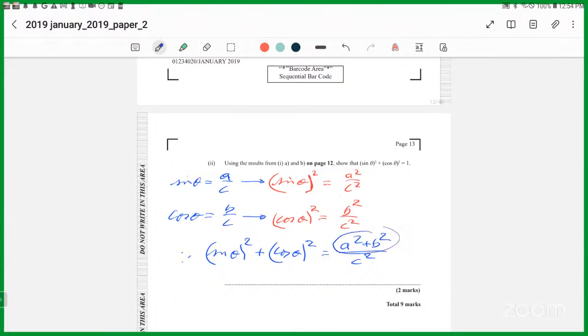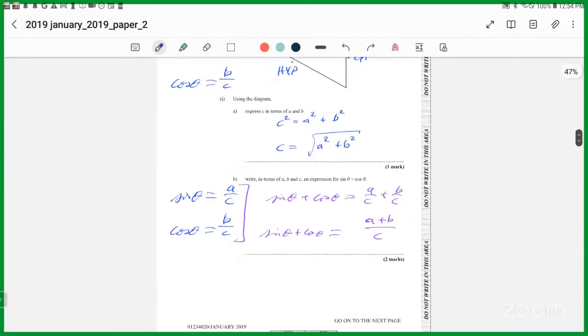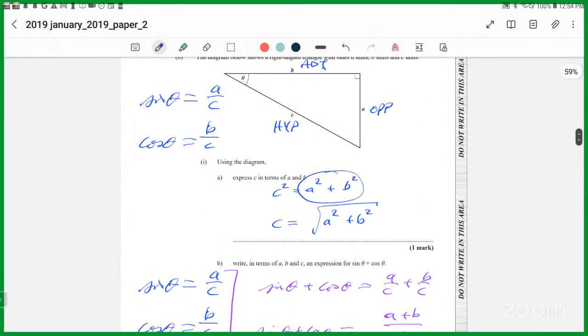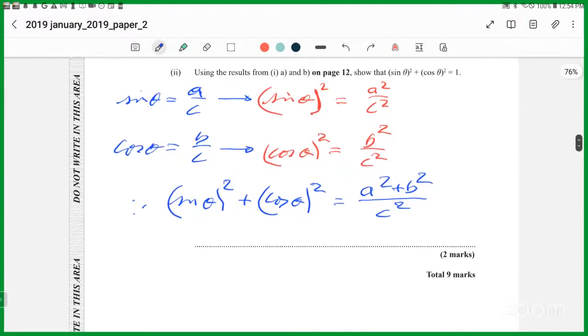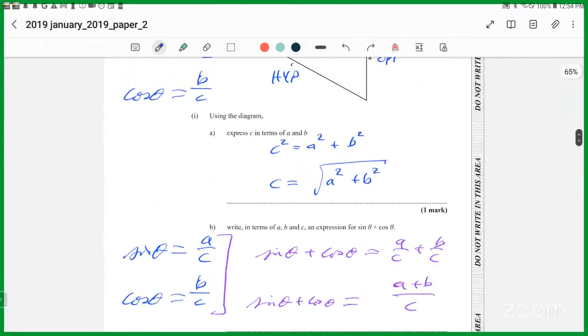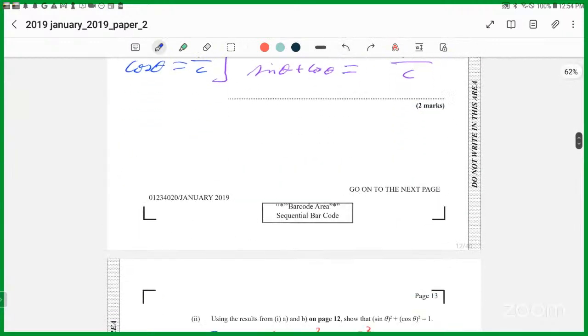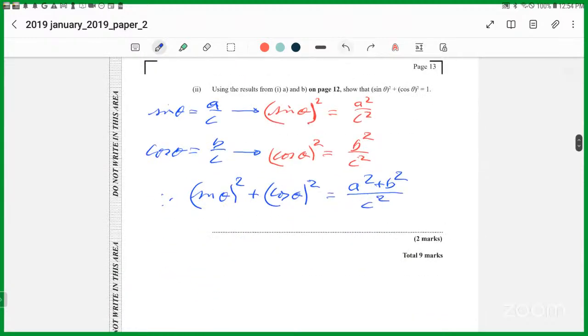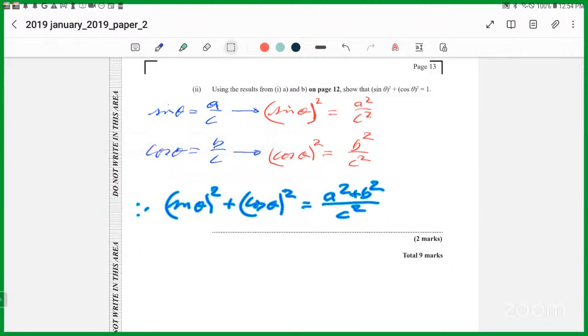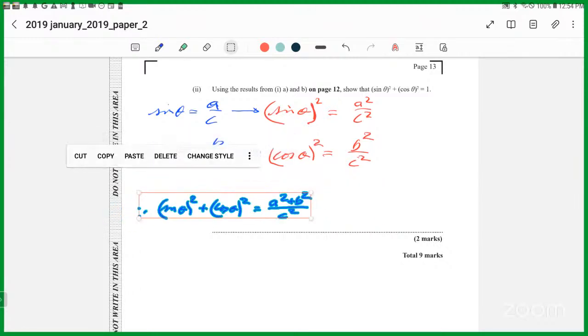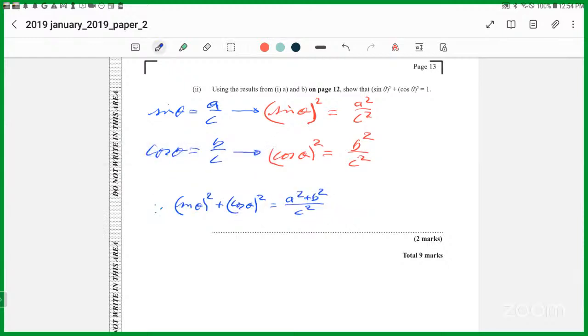But then A squared plus B squared is C squared. Put another way, this C squared is A squared plus B squared. So we can replace this C squared with A squared plus B squared. Either way you can do this. You can either write this up here as C squared or write this under here as A squared plus B squared. It doesn't matter.